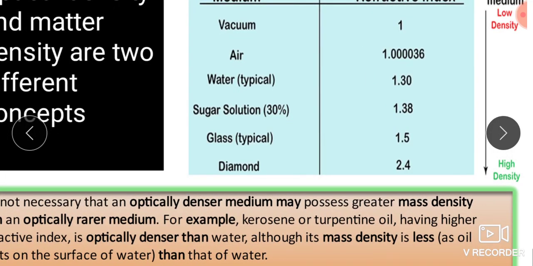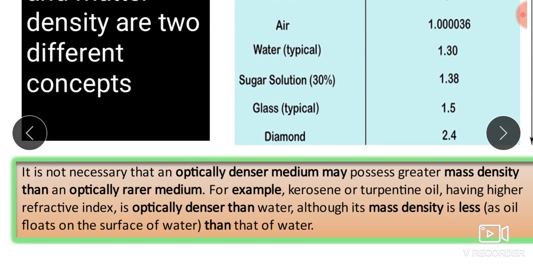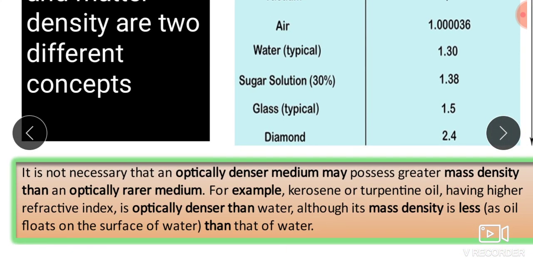To get clarity here, it is not necessary that an optically denser medium possess greater mass density than an optically rarer medium. Similarly, here are some examples we can quote: kerosene and turpentine. Though kerosene and turpentine are optically denser than water, their mass density is lesser, because these oils float on the surface of water. So optical density is different and mass density is different. Don't confuse these terms.